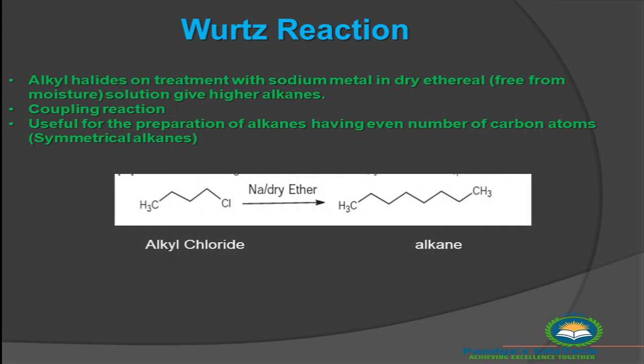As you can see, when 2 moles of alkyl chlorides are reacted with Na, that is sodium, in dry ether, halogen, that is chlorine, gets detached and an alkane is formed, leaving behind 2 moles of NaCl, that is sodium chloride.